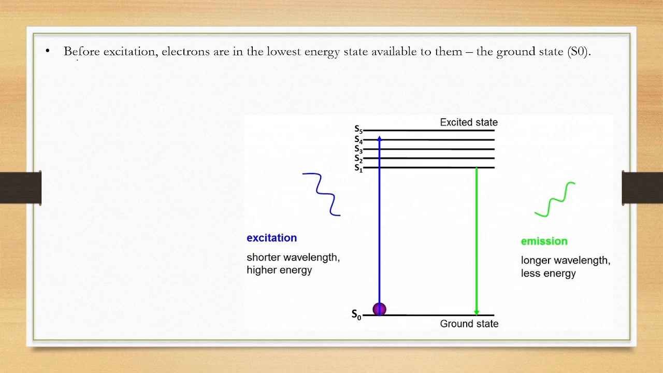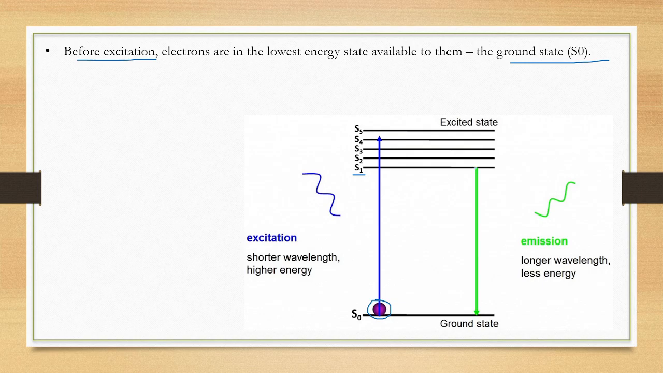So before excitation, the electrons are in the lowest energy state. It's called S0, the lowest energy state available, the ground state. So when it absorbs the energy, depending on the energy level, it moves to the next orbit, S1, S2, S3, S4 or S5, a different state.